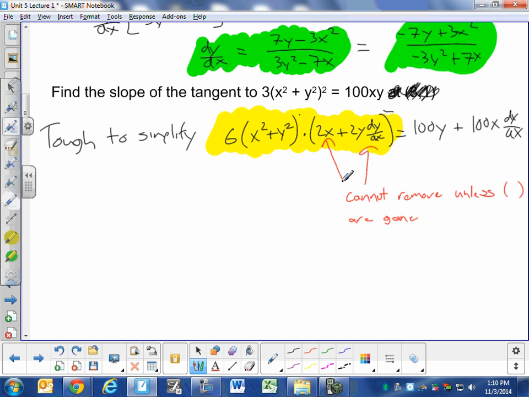How could I get around that? Yeah, if I divided the 6 times x squared plus y squared onto the right side, well then the dy dx is stuck in a fraction. The only way to get rid of this problem is to distribute everything. I don't want to distribute this. Instead, I could have distributed this.